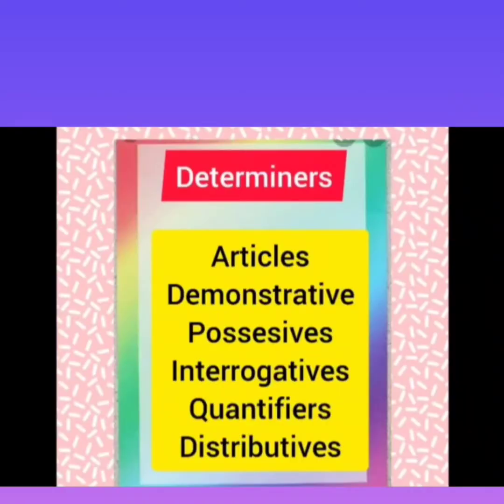So now, students, determiners are of 6 kinds. First, articles, then demonstratives, possessives, interrogatives, quantifiers, and distributives. So there are 6 kinds of determiners.